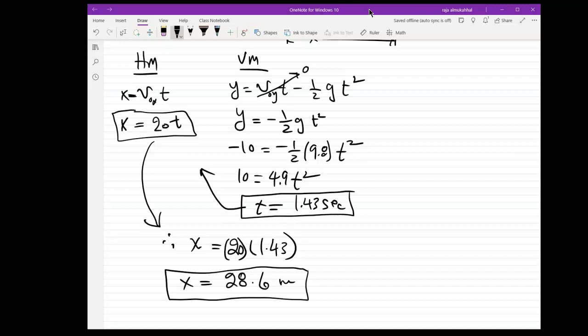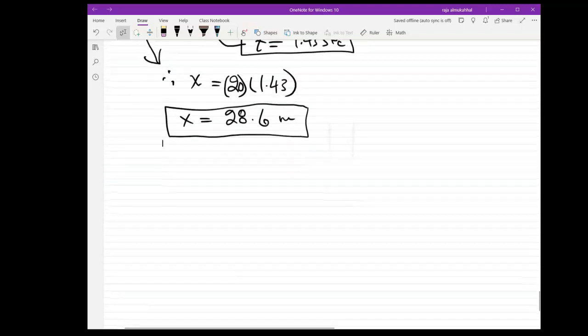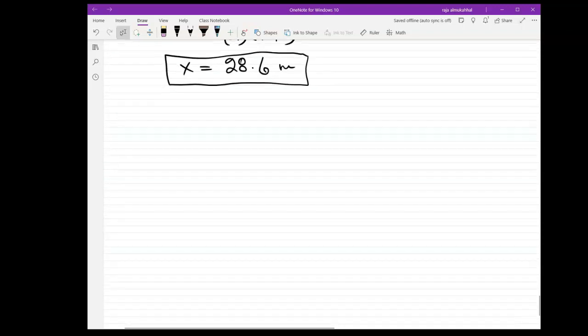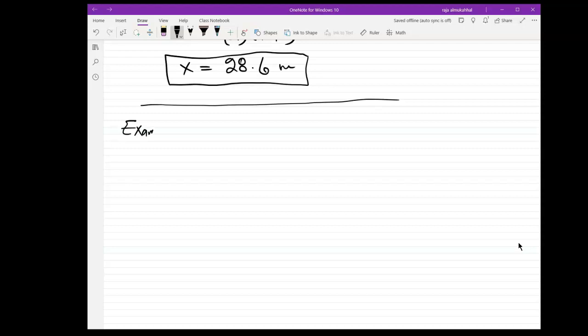Go back to the book. Oh, I have one here in my notes. Let me do it very quickly. Actually, two before I do the book. Here's another one here. This one is an easy one, but it's kind of comprehensive. It gives you a good overall understanding of how projectile motion works.